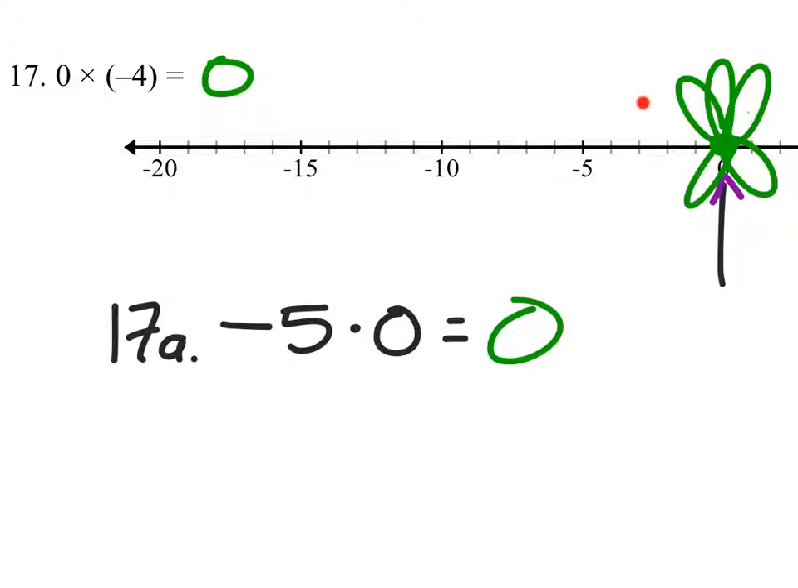I mean, it looks really pretty right there, though, right? Kind of looks like a flower. I don't know if it smells pretty, though.